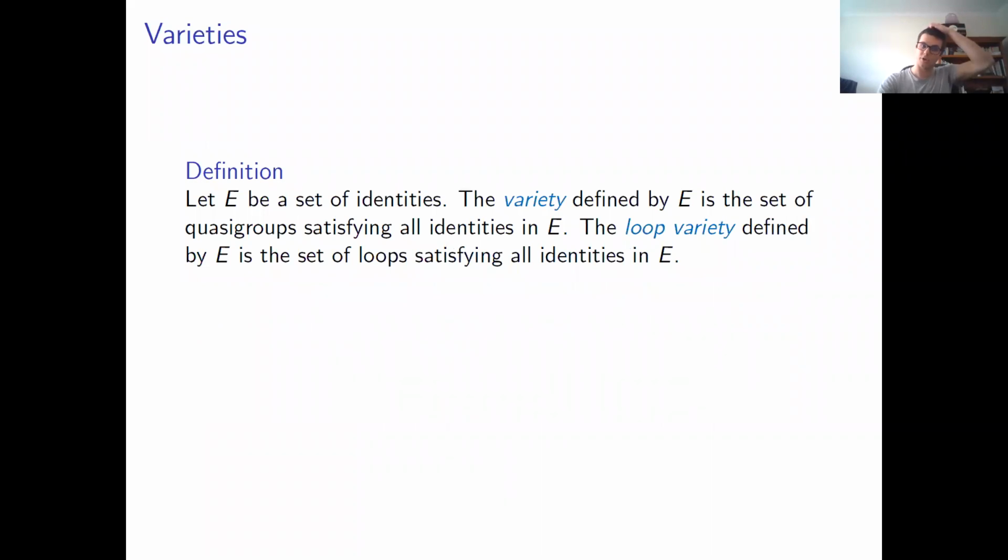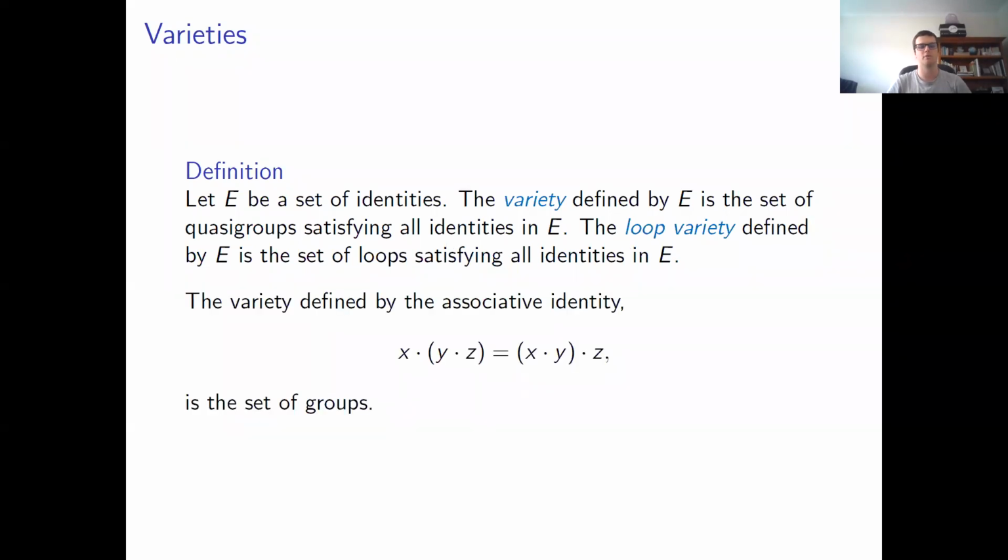Next definition. Let E be a set of identities. Then the variety defined by E is the set of quasigroups satisfying the identities in E. Similarly, the loop variety defined by E is the set of loops satisfying the identities in E. So, for example, the variety defined by the associative identity is just the set of all groups.